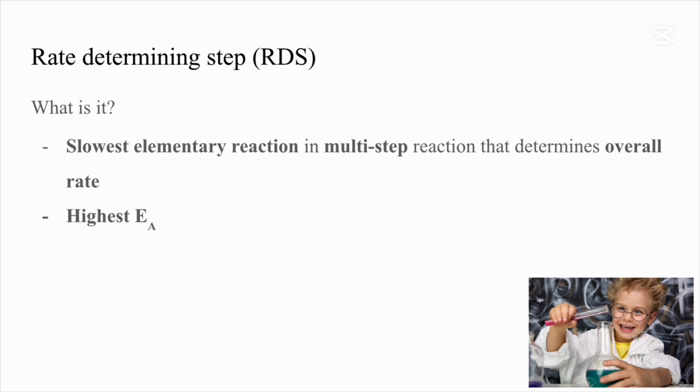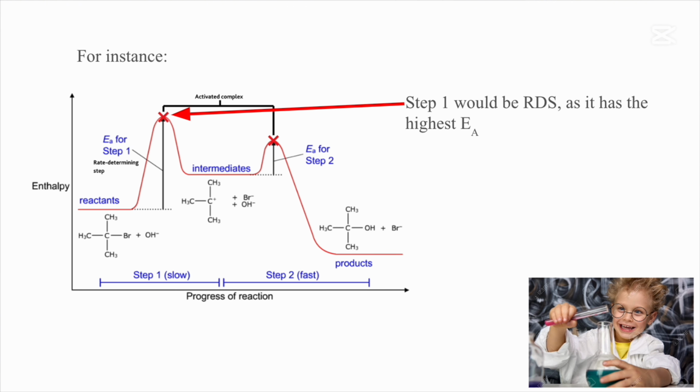So what is the rate determining step? The rate determining step is defined as the slowest elementary reaction in a multi-step reaction that determines the overall rate. And the rate determining step will have the highest activation energy, hence why it's the slowest. For instance, here is a graph. And as you can see, the activation energy for step 1 is much greater than that of step 2. Therefore, step 1 would be the rate determining step of this reaction.